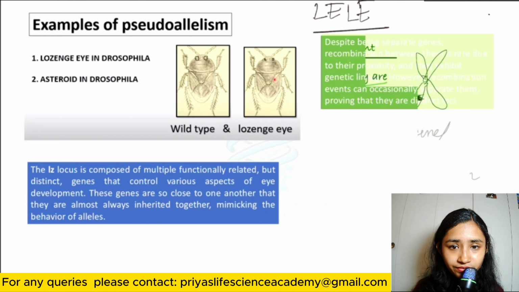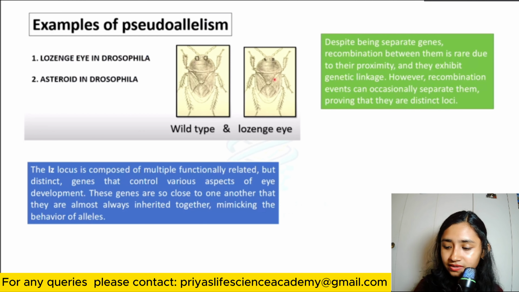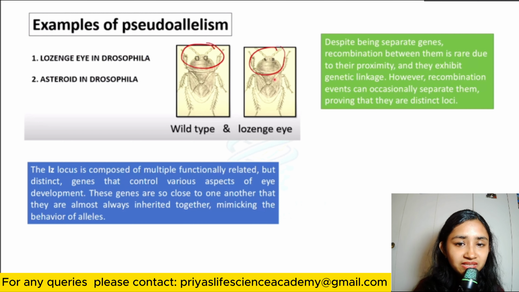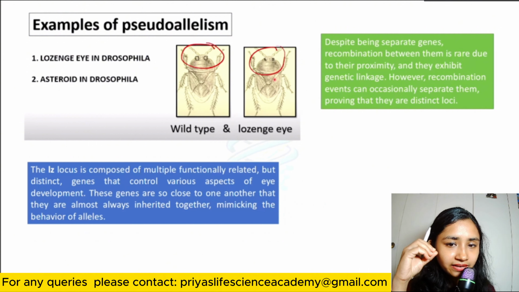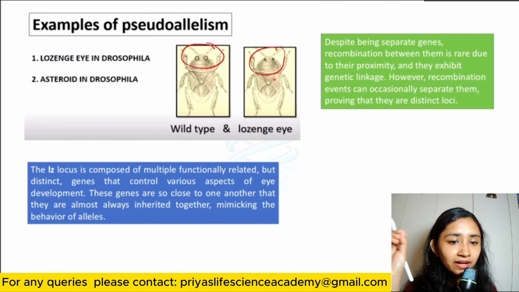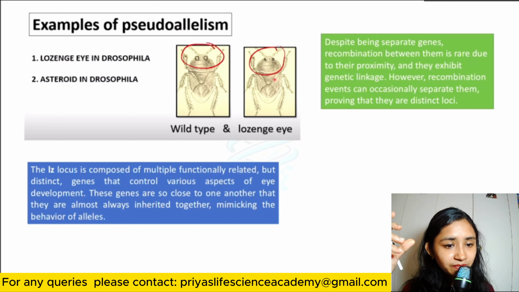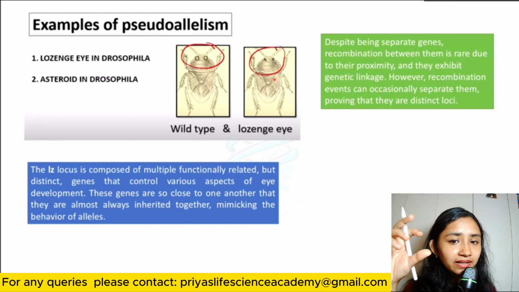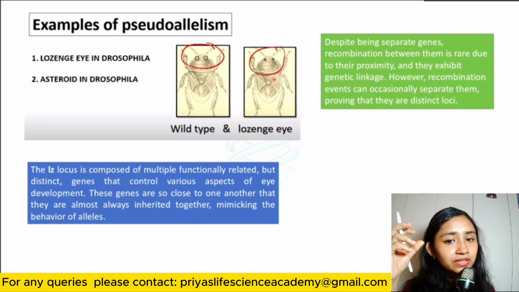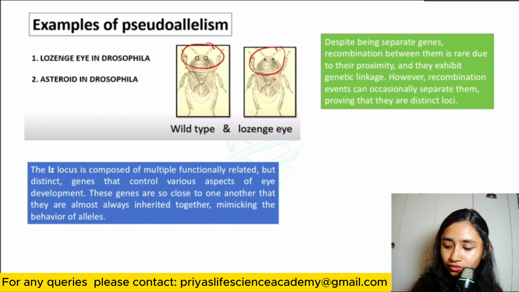In case of Drosophila, you can see this is the wild type eye and this is a lozenge eye. Lozenge eye means diamond like shape eye. The eye shapes are irregular in this case. So lozenge is a very important locus which controls the various aspects of eye development, where there are multiple alleles of different genes. So what is the functionality of this locus, the lozenge locus? It is composed of multiple functionally related but distinct genes.